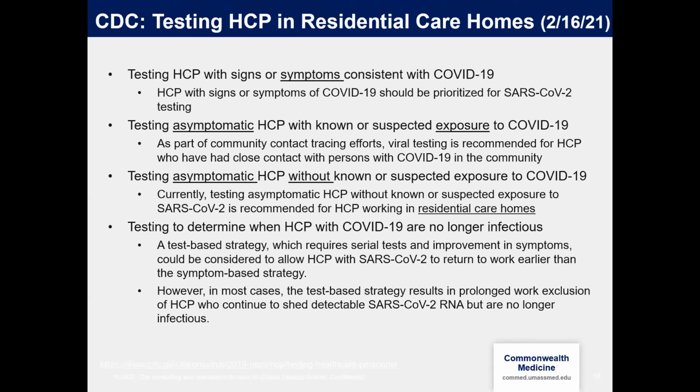So for testing healthcare professionals in residential care homes, these guidelines were updated February 16th. A healthcare professional with signs or symptoms should be tested and prioritized for the SARS-CoV testing. For testing asymptomatic staff who had a suspected exposure as part of community contact tracing efforts, viral testing is recommended for the staff who have had close contact with persons with COVID-19 in the community. So we leave that up to them. I mean, they've got to be honest and let us know.